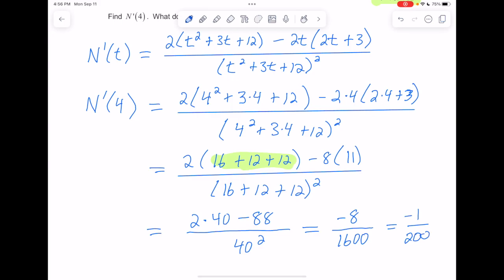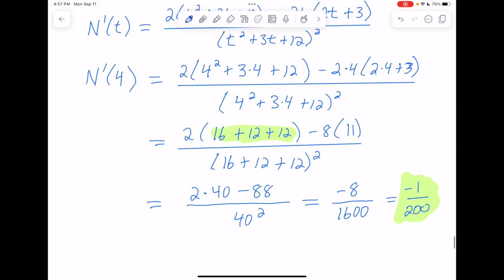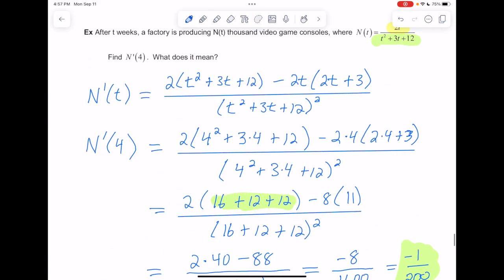It said negative, but I didn't write it, so there we go. So there's N prime of 4, just as a number with no interpretation. And I normally wouldn't like to stop there. I'd think about what it means, but they're asking us to do that anyway, so I'll hold that off for down here below the line. So now let's address that question.